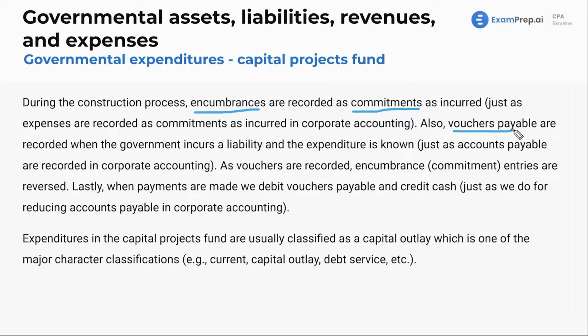Also, vouchers payable, also known as accounts payable, are recorded when the government incurs a liability, just like corporate accounting, and the expenditure is known.